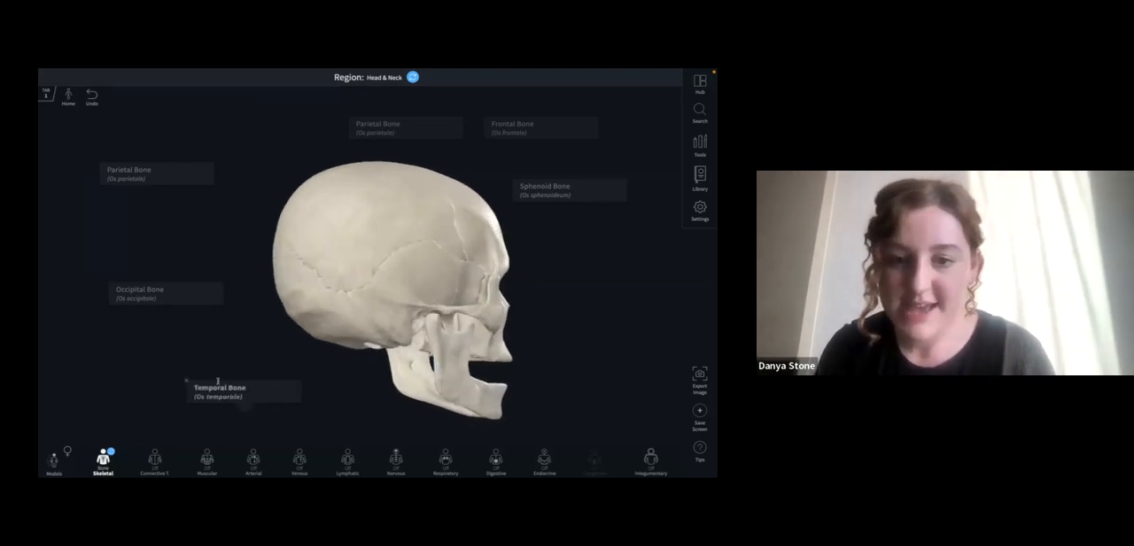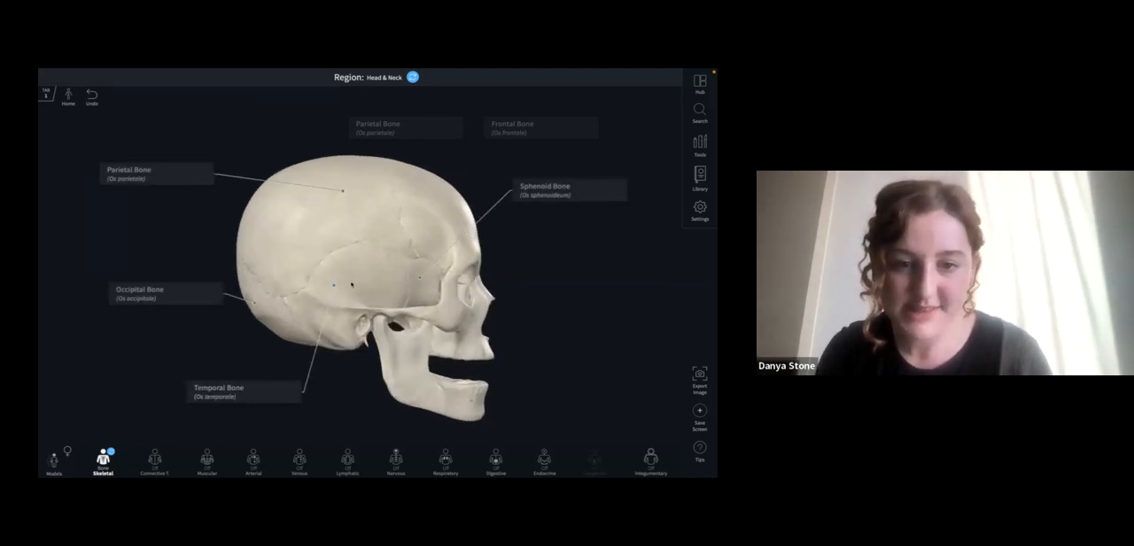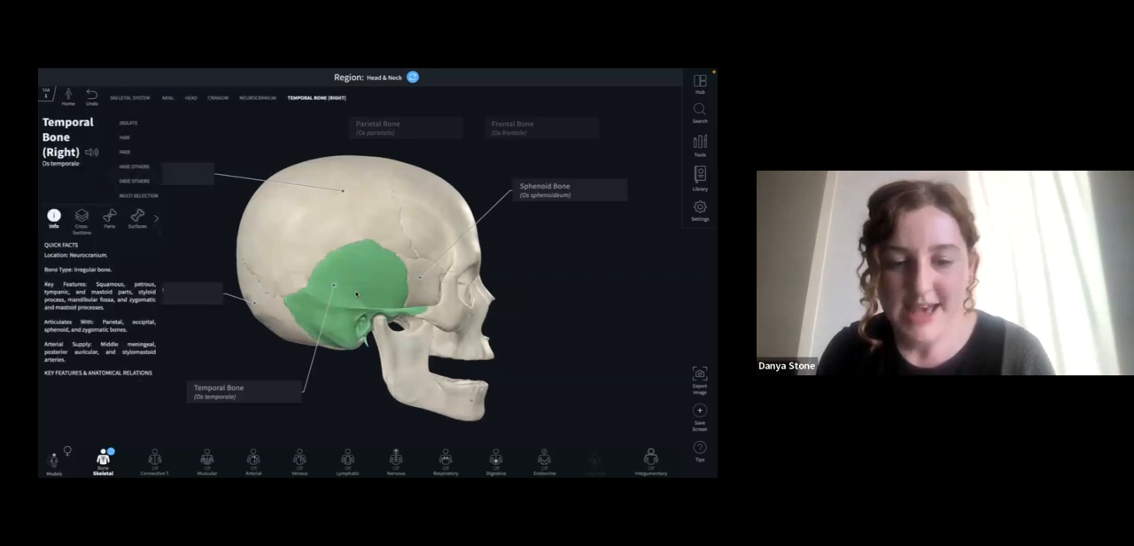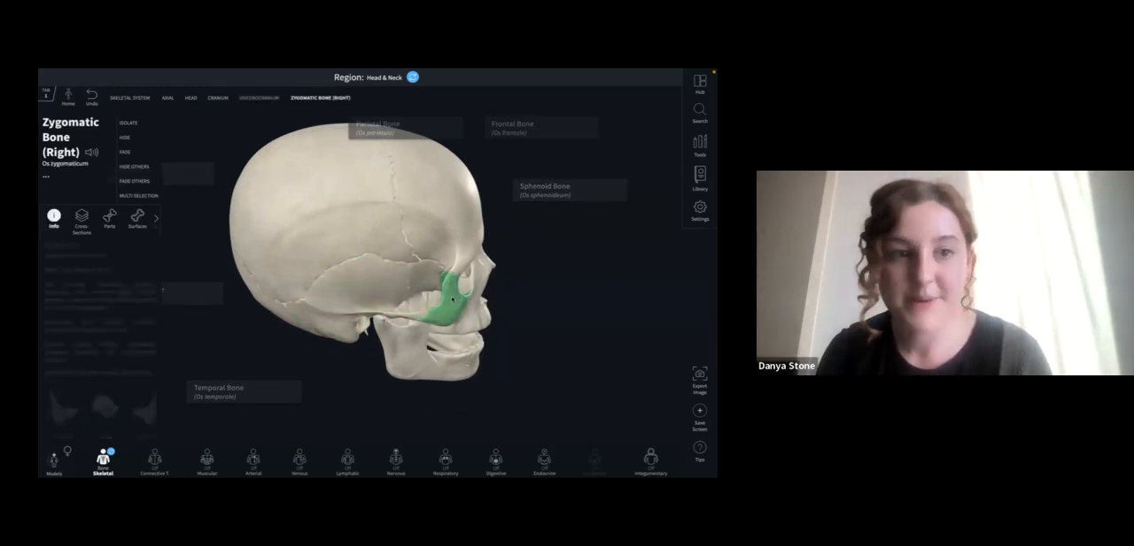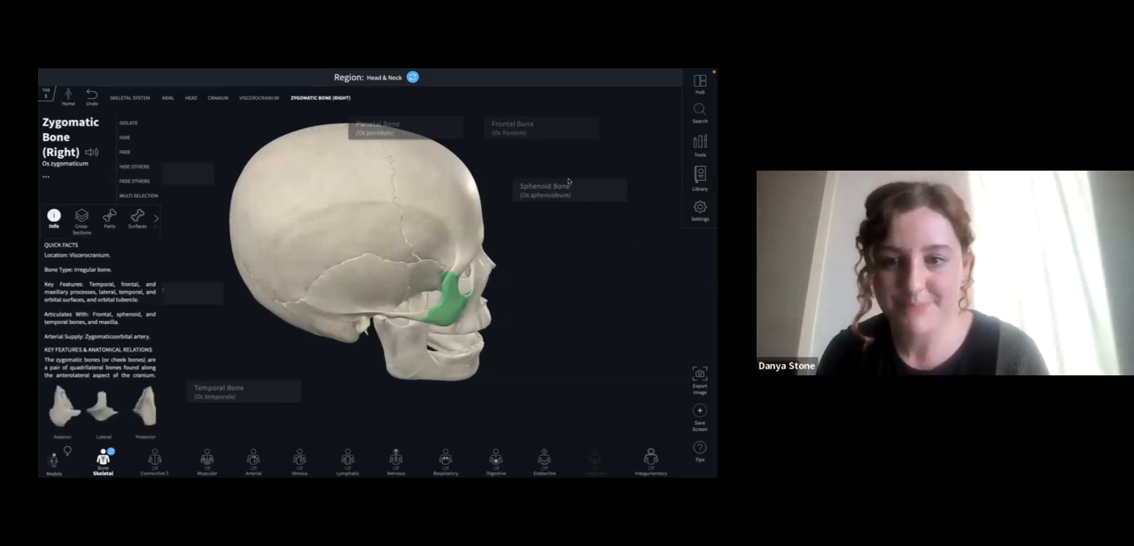We also have the temporal bone just here. So this is all the temporal bone. And the cheekbone is this part here. So this is the zygomatic arch. Part of it is made by the temporal bone and part of it is made by the zygomatic bone.